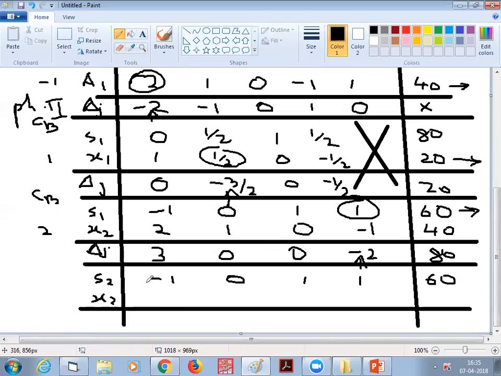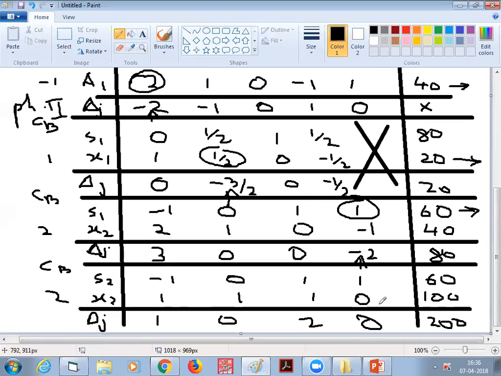Now what happens? X2 becomes 1, 0. S2 becomes 0, 1 here. 2 minus 1 is 1. 0 plus 1 is 1. 40 plus 60 is 100. And now, hopefully, this will be optimal. So CB is 2. So delta J is how much? 2 minus 1 is 1. 2 minus 2 is 0. This is 2. This is 0. And this is 200. Is it optimal? Yes.